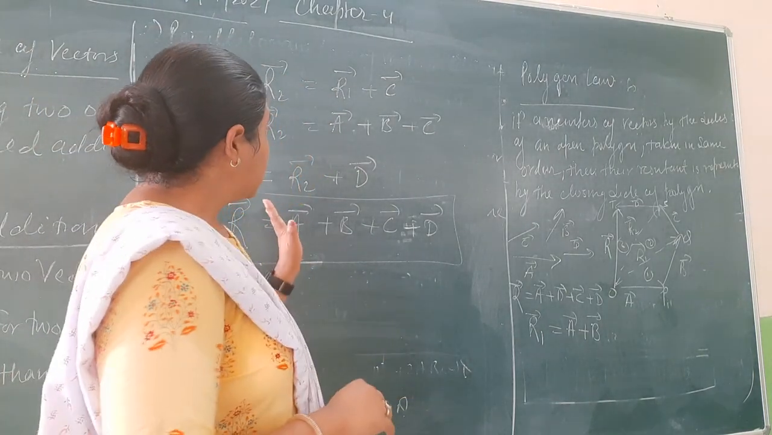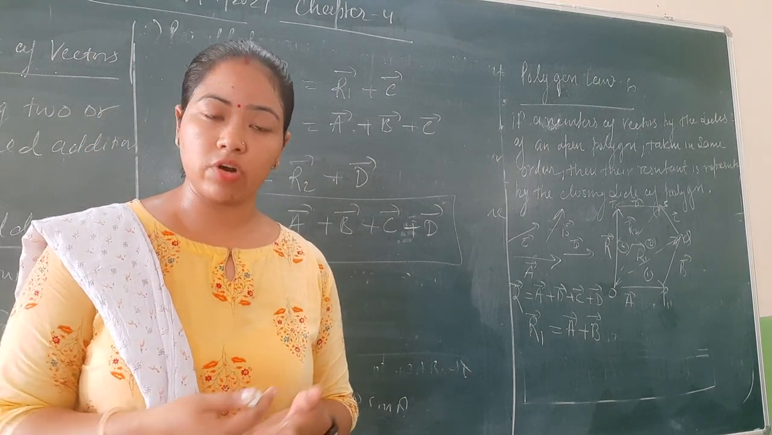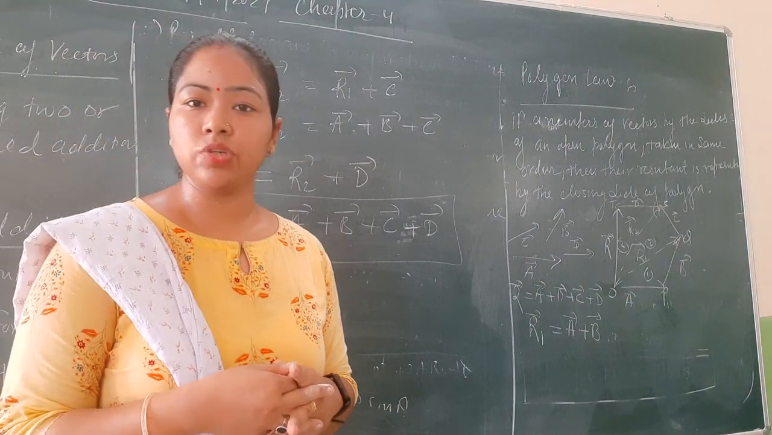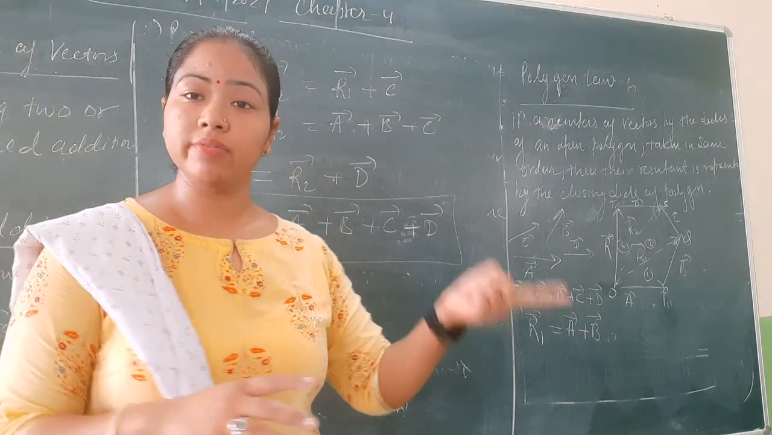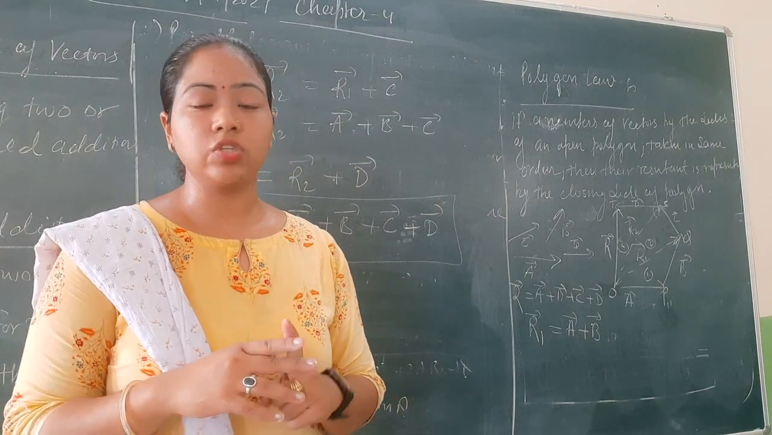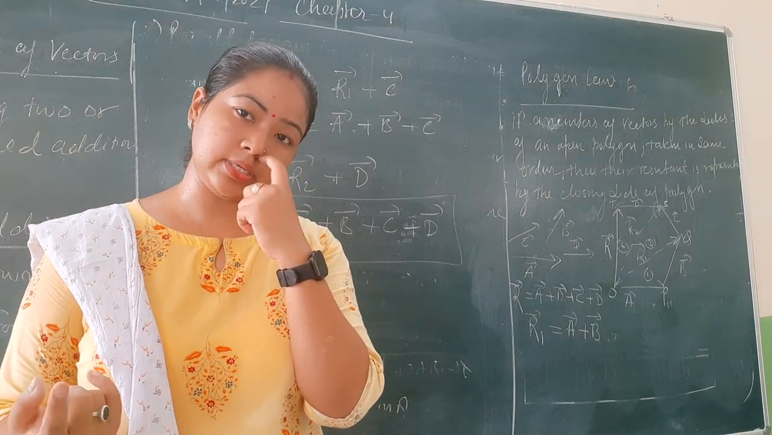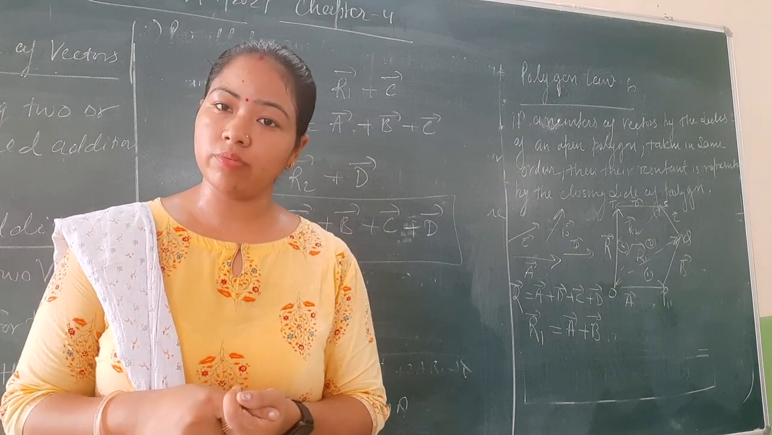Right? So all three laws are for vector addition, and sometimes we have numericals on the basis of the formulas of the magnitude, that is R equals under root A square plus B square plus 2AB cos theta, and for the direction, right? So the diagram as well as the expression are both important from this topic, right children?